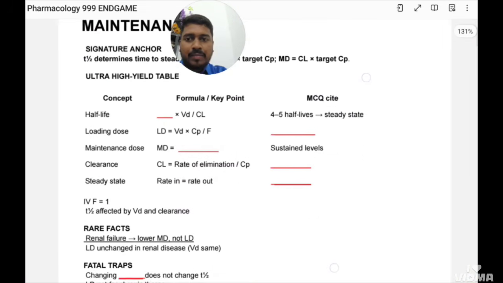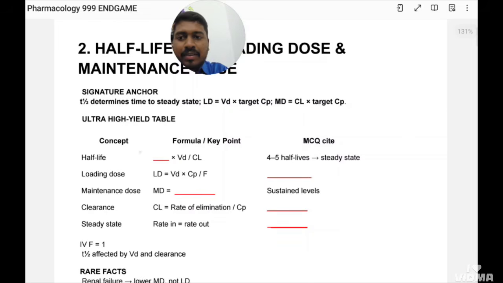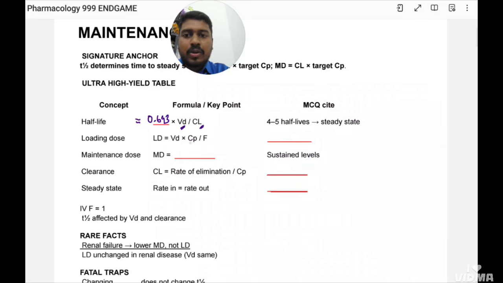Okay, so what is half-life? Half-life is equal to 0.693 into volume of distribution divided by clearance. No doubt in that. Okay, loading dose is equal to VD, volume of distribution, into this thing remains the same. Okay, for loading dose and maintenance dose.